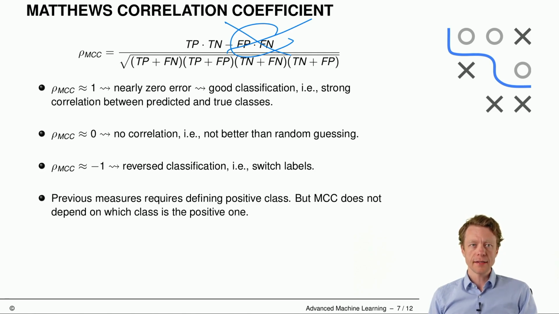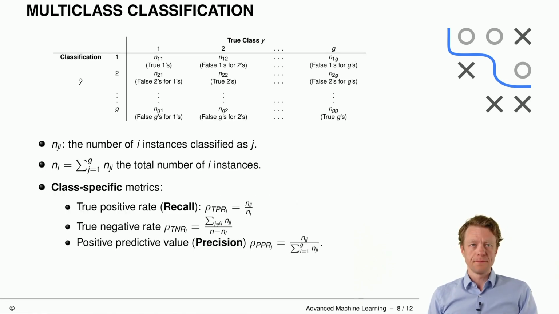Okay, and as you see from the formula, you do not have to define which is the positive class and which is the negative class. So in contrast to the F1 score or precision or recall, for example, MCC does not depend on which class is the positive one, which has some charm, I would say. Okay, so these were the measures for binary classification.